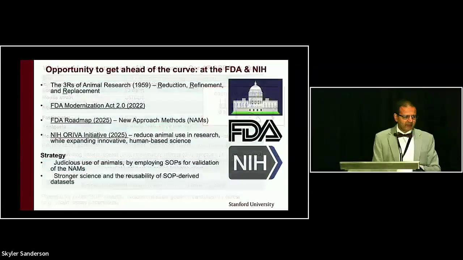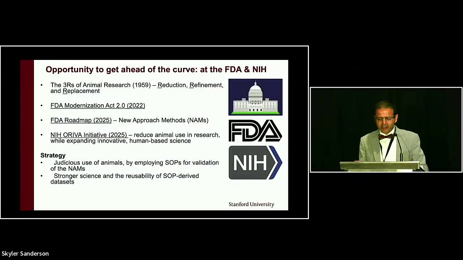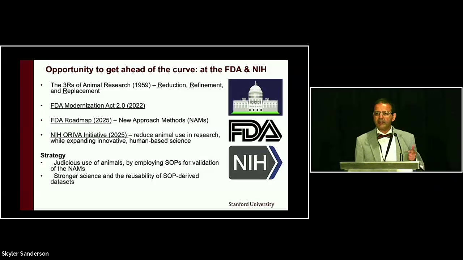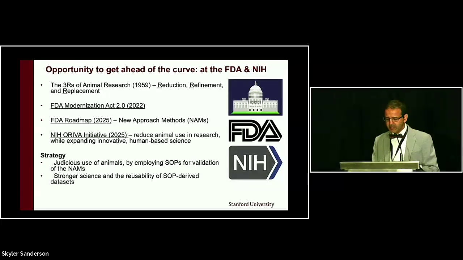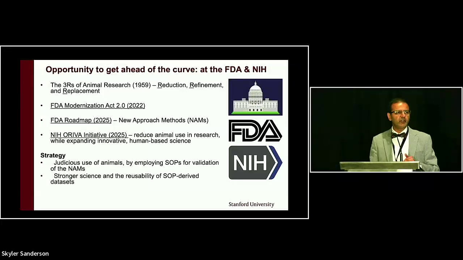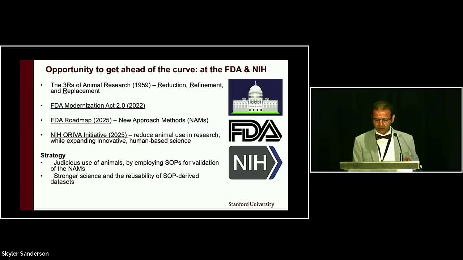In just ending, I wanted to also make the pitch that a shared SOP is also an opportunity to get ahead of the curve. While the 3 R's of animal research are not new, to reduce, refine, replace animal testing, recent acts of Congress and roadmaps and initiatives at the FDA and NIH are now highly advocating the use of innovative human-based new approach methods, or NAMs, to reduce animal use.